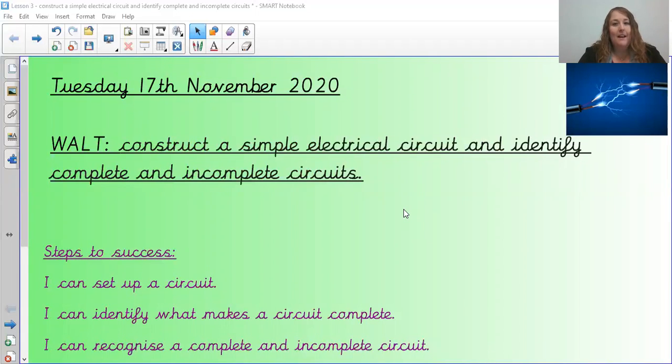Now, those of you in my class know that I have some resources in the classroom that we were going to use, but don't you worry, because we'll use those when we get back, and I have actually found a really cool website for us to use today. So our steps to success, we're going to be setting up a circuit today. You're going to be identifying what makes a circuit complete and recognizing a complete and incomplete circuit.